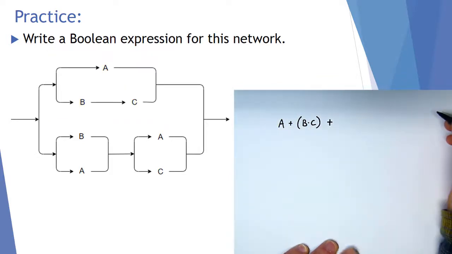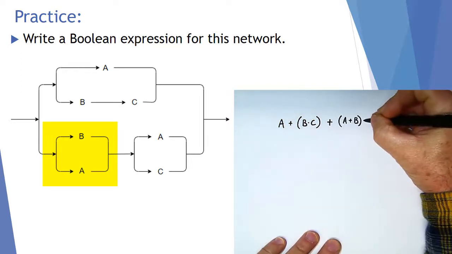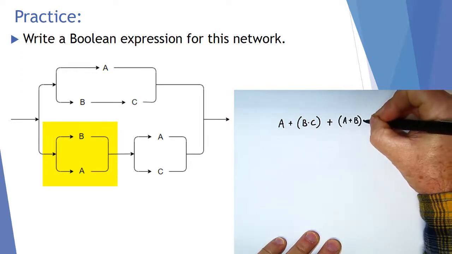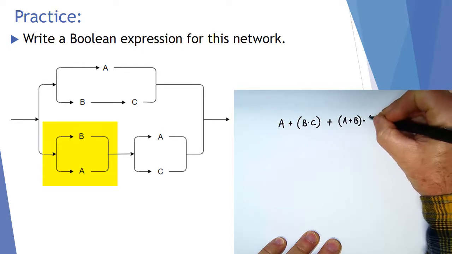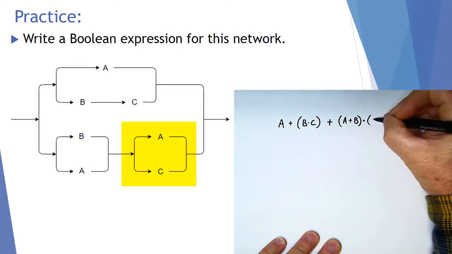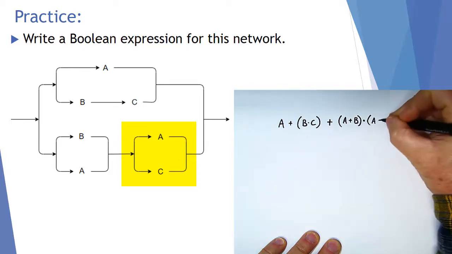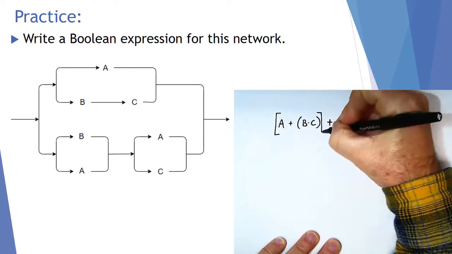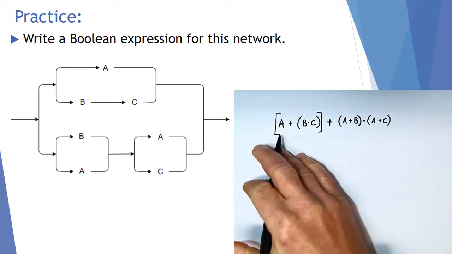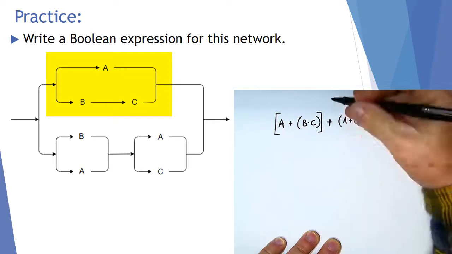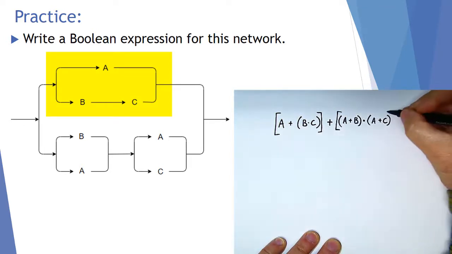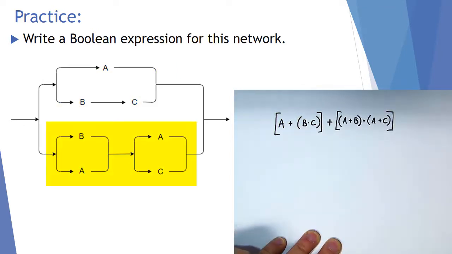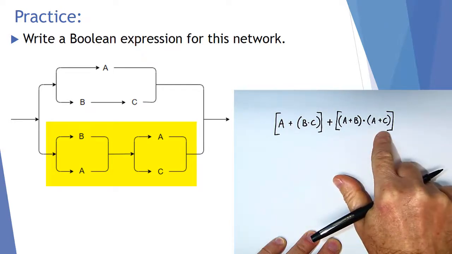We can take a different path as well. So we could also flow through A or B in the bottom path, but if we do that, we also, that is to say times, or Boolean multiplication, we have to flow through A or C. And so a set of brackets here will really make these 2 paths pop out. There's our top branch, A or B and C together, or we can take the bottom branch, which is A or B and either A or C.